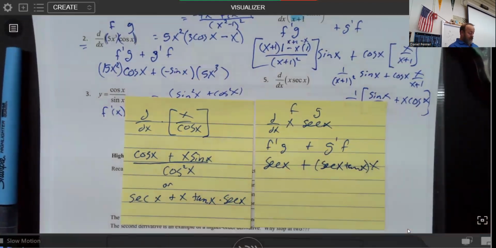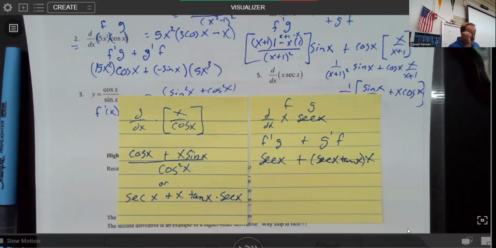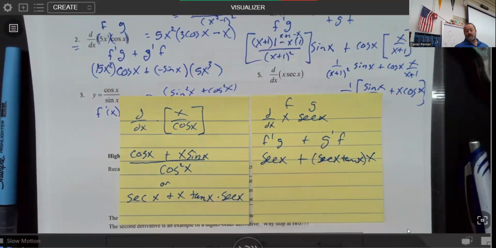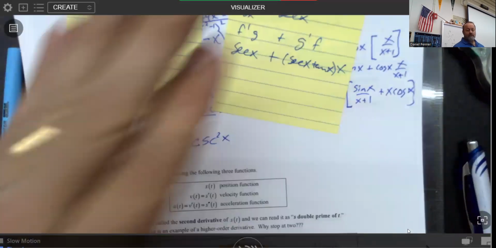And you'll notice that I did get exactly the same thing, although I wrote it in a slightly different order over here, but it's the same stuff, okay? So you can see if you have memorized what the secant is, it saved you a little bit of time in my simplification step. Now, what'll happen, just so you guys know, is that we can take derivatives multiple times.